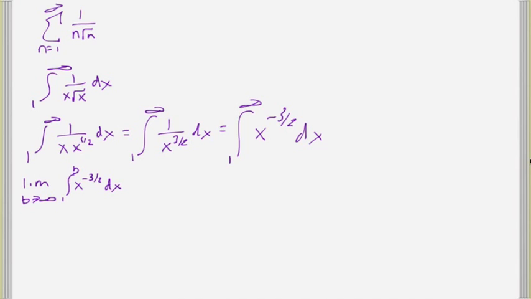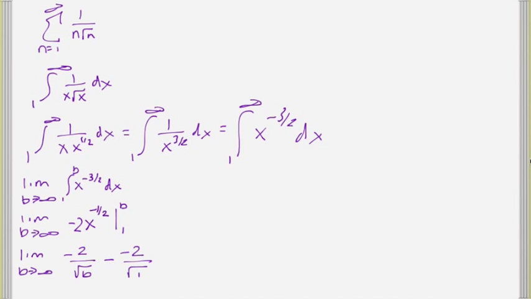When we evaluate that integral, what do we get? Negative 1/2 times negative 2 over 3. What's the exponent? The exponent is negative 1/2. So what's the coefficient? Negative 2. Okay, so we raise the power by 1, so the power becomes negative 1/2. We divide by that power, so dividing gives us negative 2. We're taking this from 1 to b. So then I'm going to plug in b minus plug in 1.